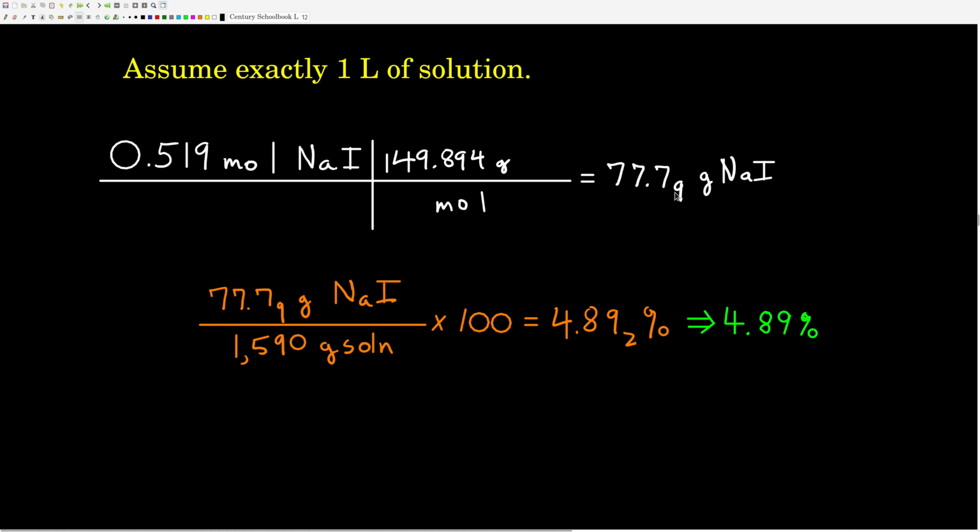That's the numerator. Now, because we were told that the density of the solution was 1.59 grams per milliliter, and we assumed exactly 1 liter, or 1,000 milliliters, we have 1,590 grams of solution, 1.59 times 1,000. And so we have the denominator. The mass of the solute over the mass of the solution times 100 gives us 4.89 mass percent sodium iodide in this solution.